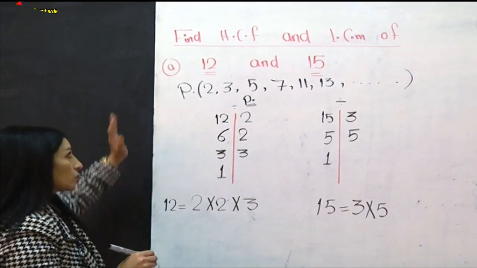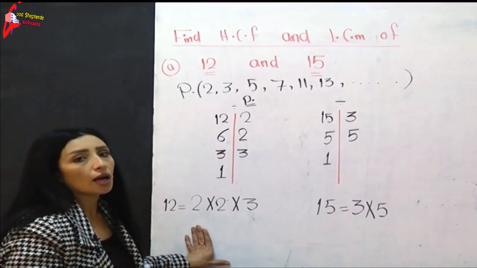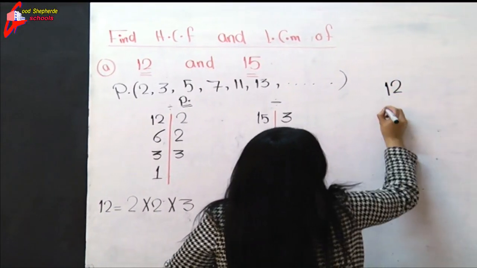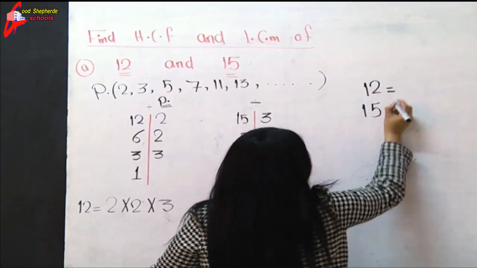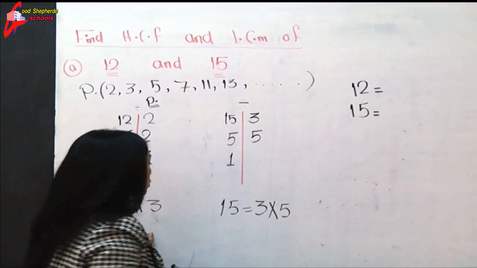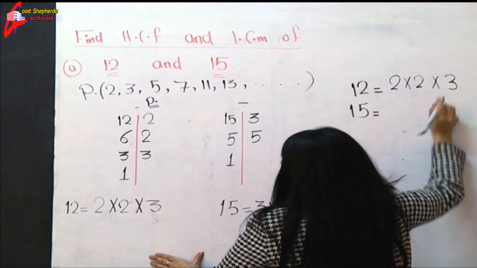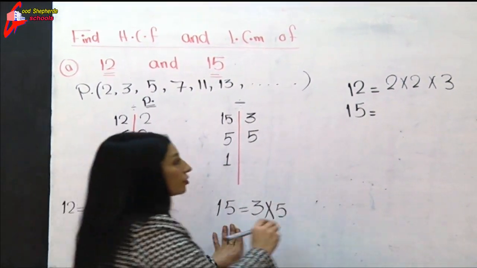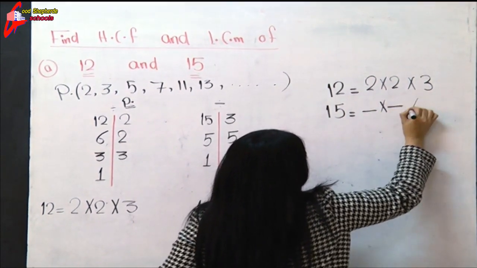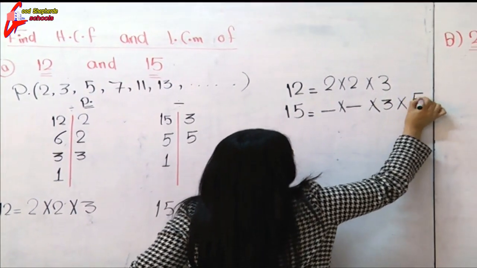The first step: factorize the two numbers. The second step: line up the two results under each other. Take the two results, 12 and under it 15, and line up the two numbers under each other. 2 times 2 times 3, and 15. We don't have 2 in 15, so put a dash. We don't have another 2, put a dash. You have only one 3, write 3 under 3, and the last one, 5.